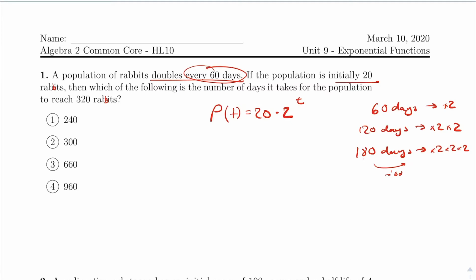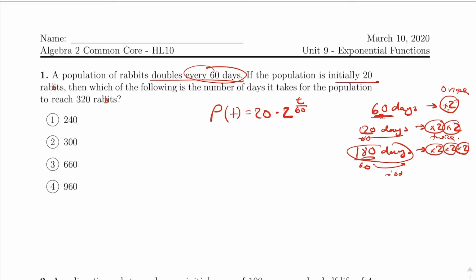So what we want to figure out is what we need to do to the number of days to get the number of times it doubles. At 60 days, it doubles once. With 120 days, it doubles twice. With 180 days, it doubles 3 times. So if we wait t days, we divide the number of days by 60. So this will be t over 60, because it doubles every 60 days.